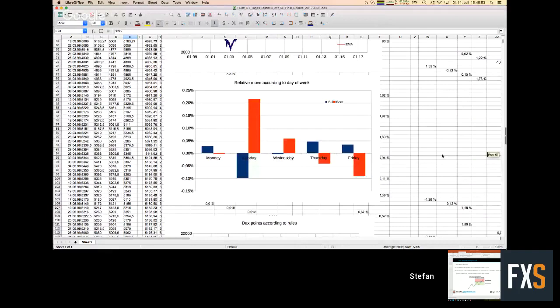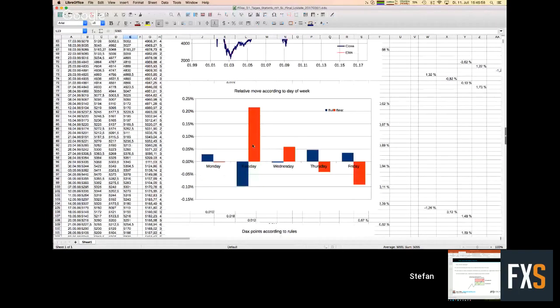Let me describe exactly what you can see here. So let's start with the bull market. A bull market is defined as the price being above the EMA, the EMA 40 in this case. And what we can see here now is that on average on Mondays, in a bull market, the market goes up. The same is true for Thursday and Friday. So in a bull market, Monday, Thursday, and Friday are good days to place a long trade.